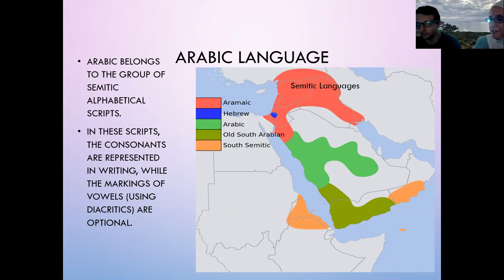Can you mention the five Semitic languages, please? The five Semitic languages are Aramaic, Hebrew, Arabic, Old South Arabian, and South Semitic. And on this map, you could see where they originated.